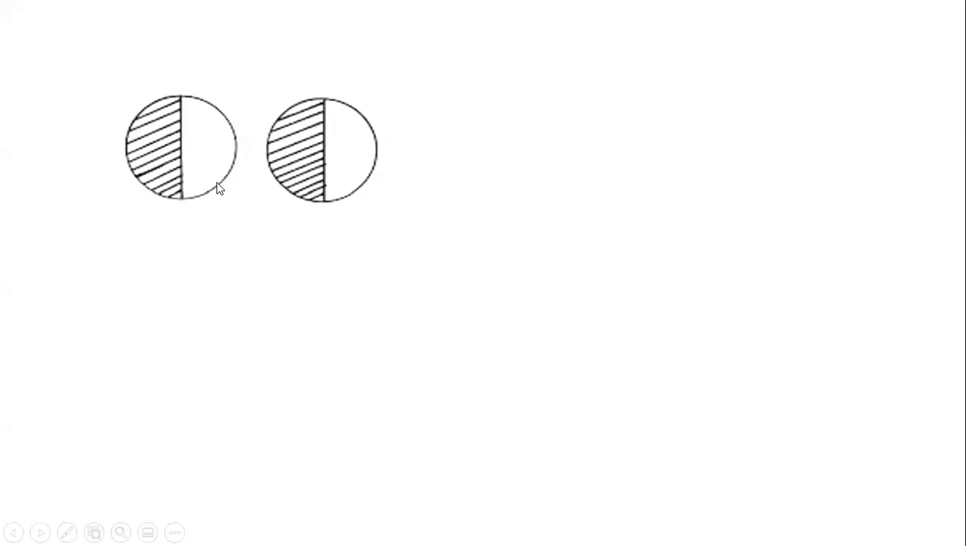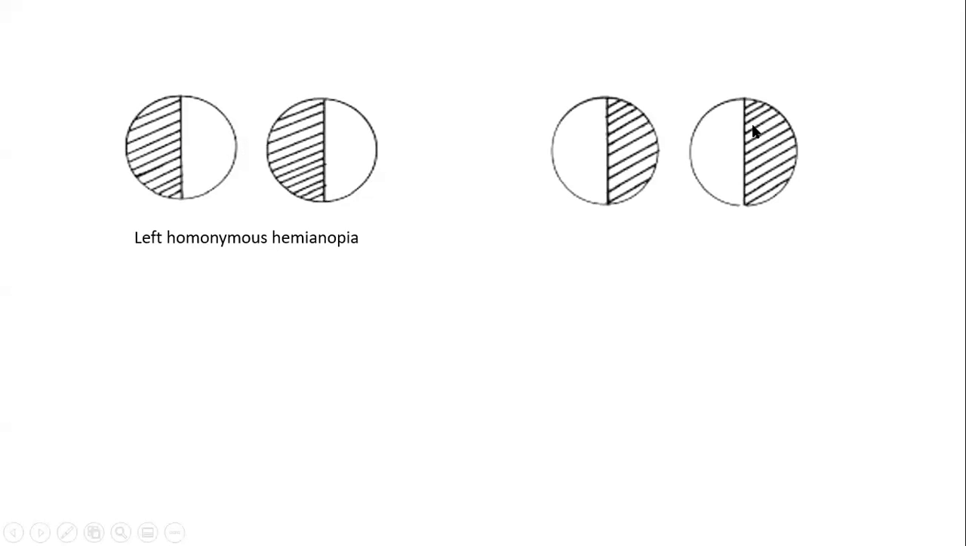So for example, this is the right visual field and this field defect is on the left side of the right eye. And similarly for the left eye, again, we have it on the left side of the left eye. So this would be left homonymous hemianopia. What is hemianopia? Anopia means non-seeing area. Hemi means half. So half of the visual field is gone. So this would be left homonymous hemianopia. And same way, here we have the visual field defect on the right side of right eye and right side of left eye. So this would be right homonymous hemianopia, right?